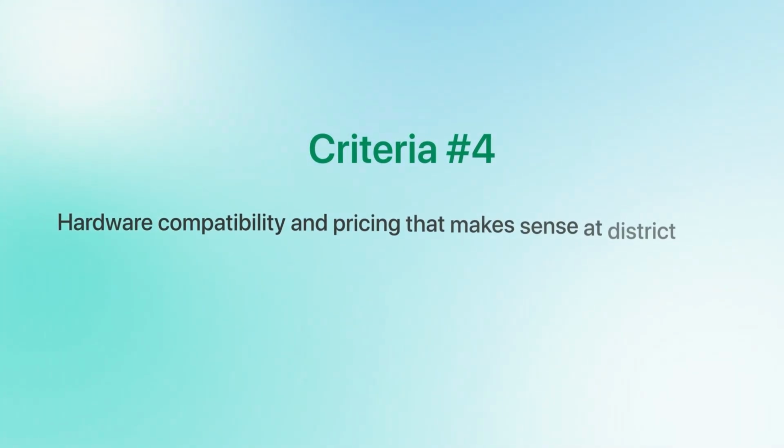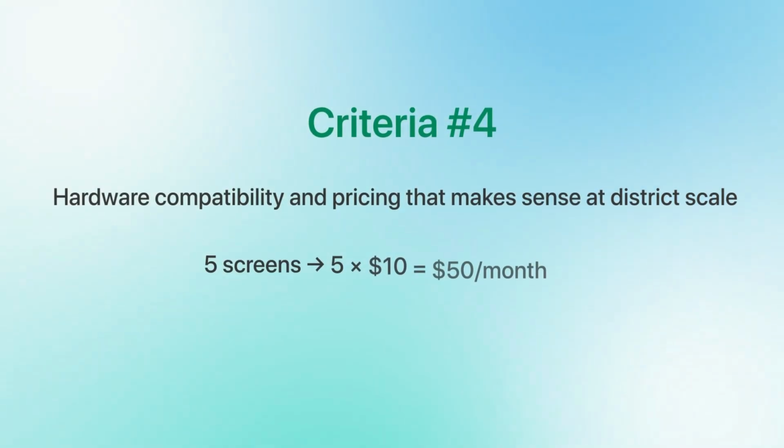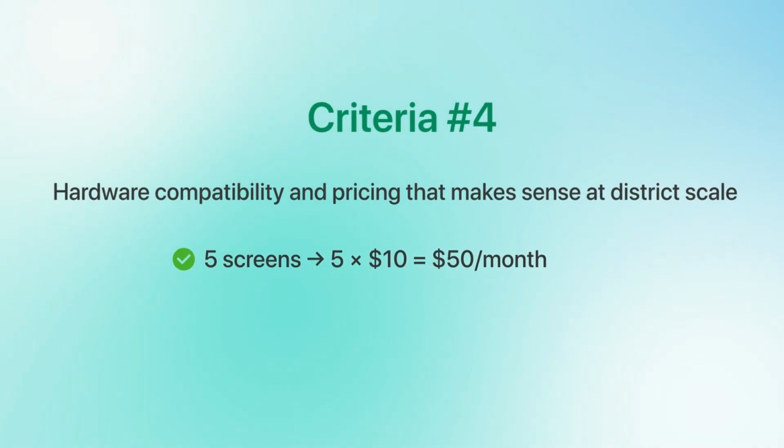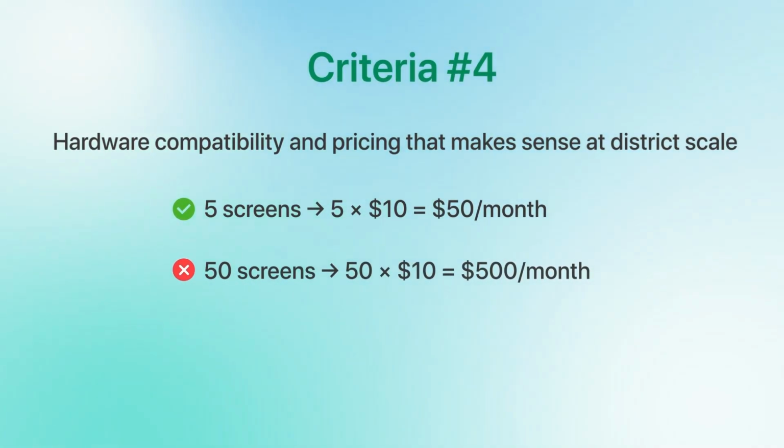Now the fourth is hardware compatibility and pricing that makes sense at a district scale. A platform that requires you to replace all your existing hallway TVs or media players before you can get started turns a software decision into a capital project. And per screen pricing might look fine at 10 displays, but it can get expensive fast across 50 displays in a multi-school district. So look for something that works with your existing hardware and offers volume pricing as you scale.